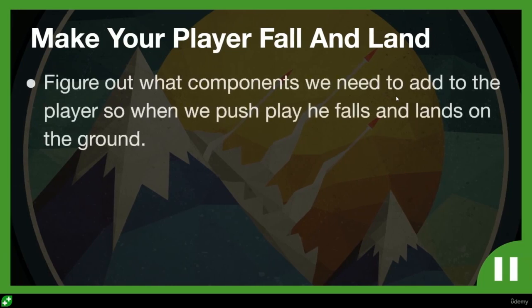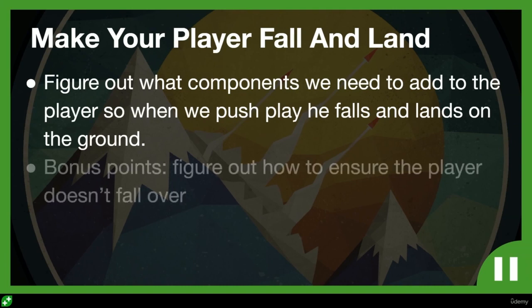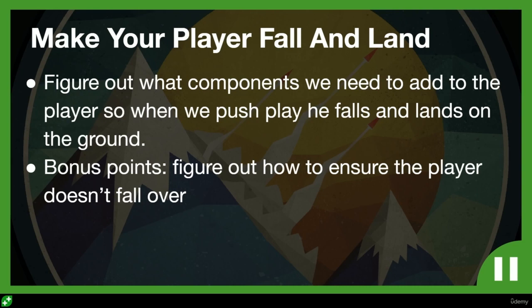Make your player fall and land, so figure out what components we need to add to the player, so when we push play, he falls and lands on the ground. And now a little bit of bonus points here, figure out how we can ensure the player doesn't fall over, doesn't slowly rotate and go bump and land on his face, which can happen if we do things a particular way. So there's your challenge. Pause the video, take that one on.